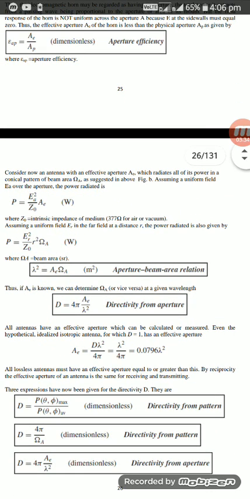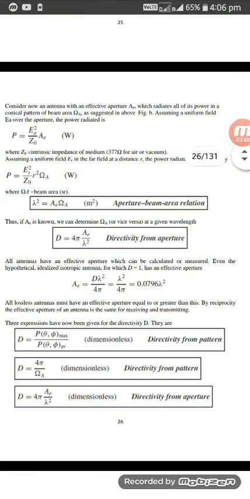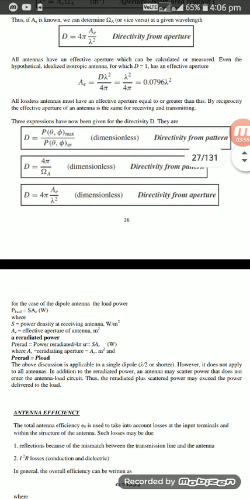Next, A equal D lambda square by 4 pi. That is the value 0.0796 lambda square. D value, the maximum value and average value, the directivity of the patterns, so it is the entire set of values.